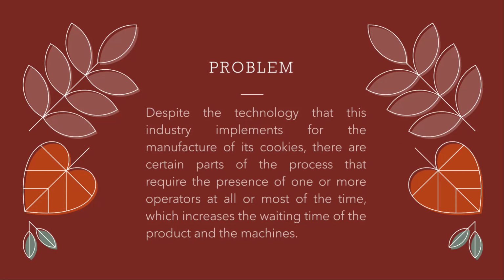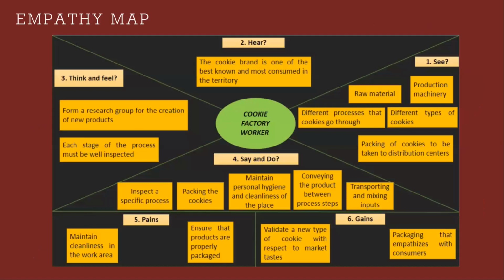So how do we approach this problem, how do we solve it? Well, we use the methodology called design thinking. For this methodology, we use something called the empathy map that we can see in this slide. It involves asking the worker who does the packaging how they feel, what they see, how they think, and other things.